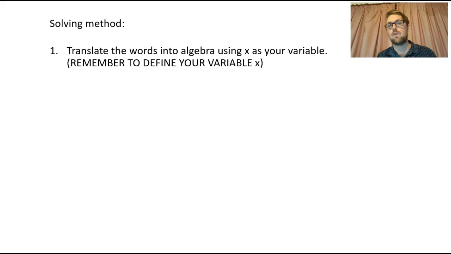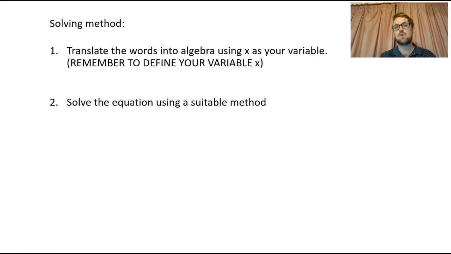So we've got a method for solving these problems, and I'm just going to go through each step. There are 4 steps, and usually these problems are given to us in word form, and we've got to change it into mathematics. So the first step is we have to translate the words into algebra, and we generally use x as the variable. You can use any letter you want, I guess. However, because we've been using x, we're going to continue to do that. Now, a note here says remember to define your variable x, and we'll have a look at what that means in a moment.